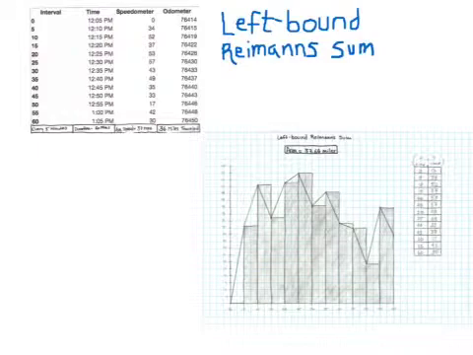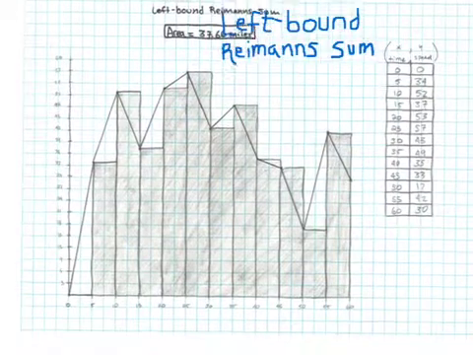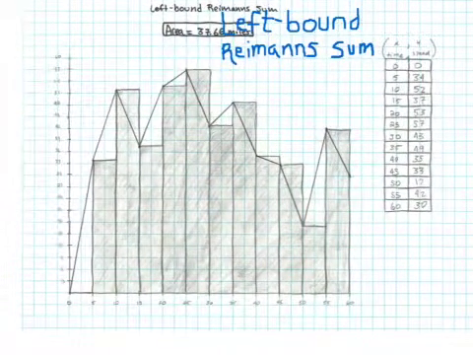So I took my data and I made a graph of the left-bound Riemann sum. I took my 0 to 5 intervals as my x and my speed as my y values. If I blow this graph up so that you can see a little better, and I get rid of that Riemann sum, now you can see how I plotted this graph.